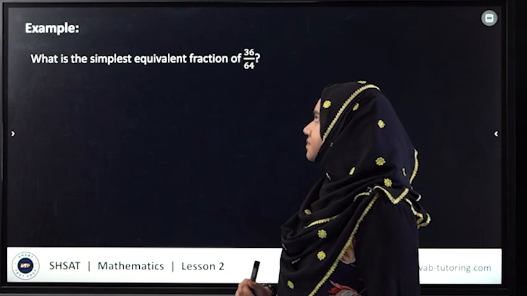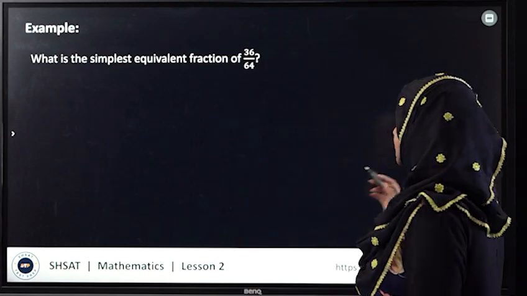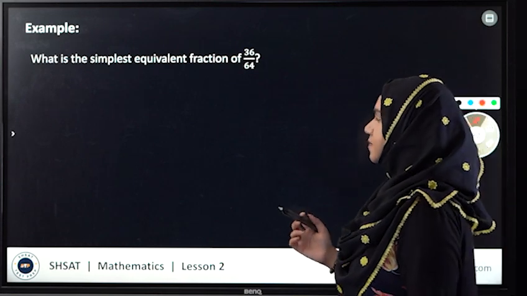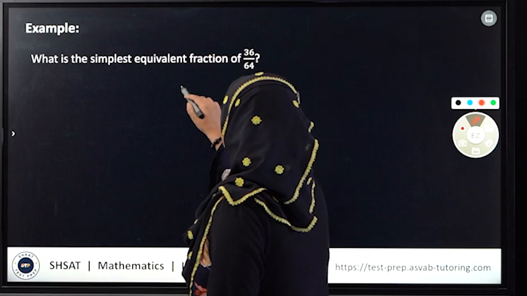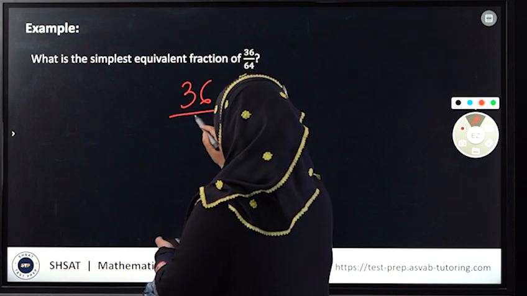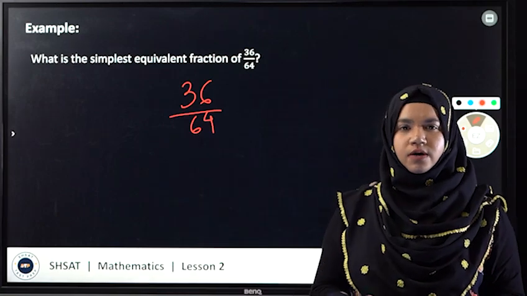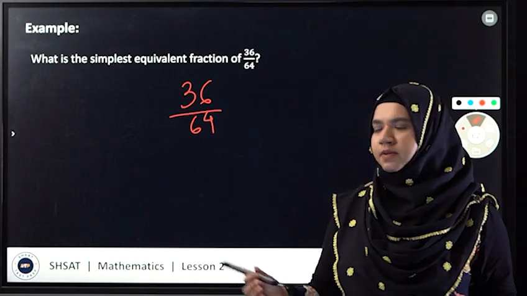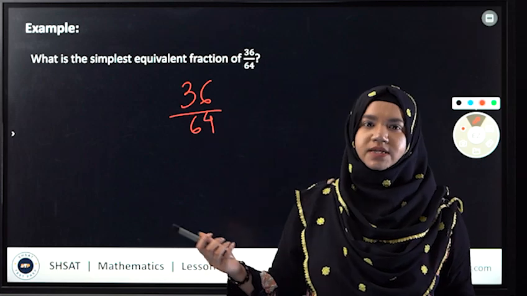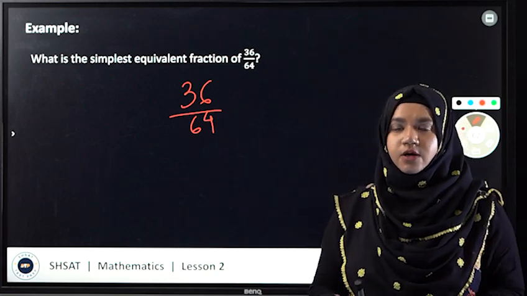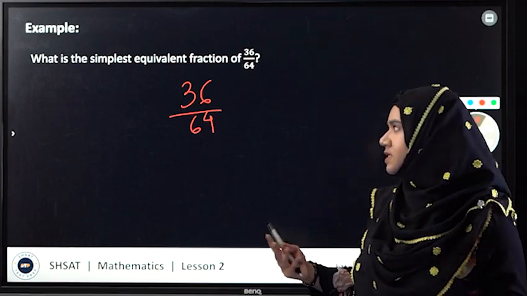So let's start. First of all, what is the simplest equivalent fraction of 36 over 64? What the question says is basically we need to simplify 36 over 64 to the shortest possible form, okay? Our basic instinct is going to be, because these are both even numbers, we can divide by 2. But let's go for some bigger numbers. If we look at 4, can we divide both of these by 4?